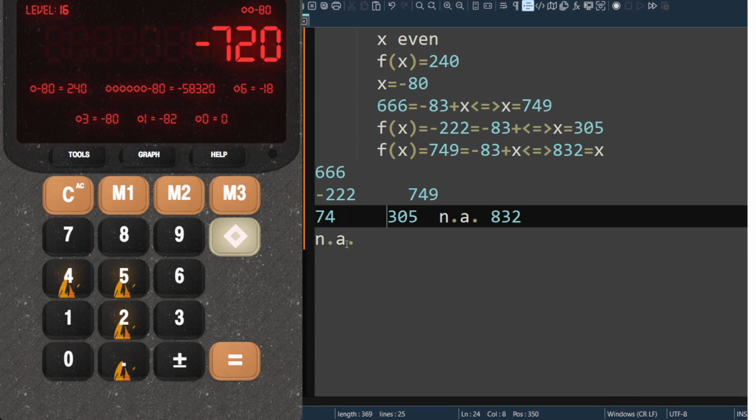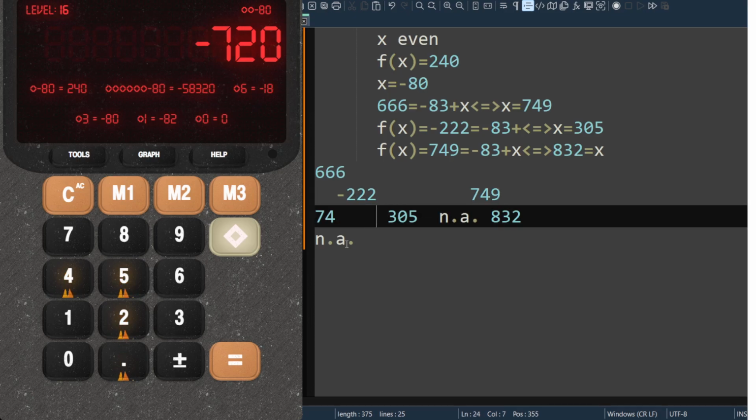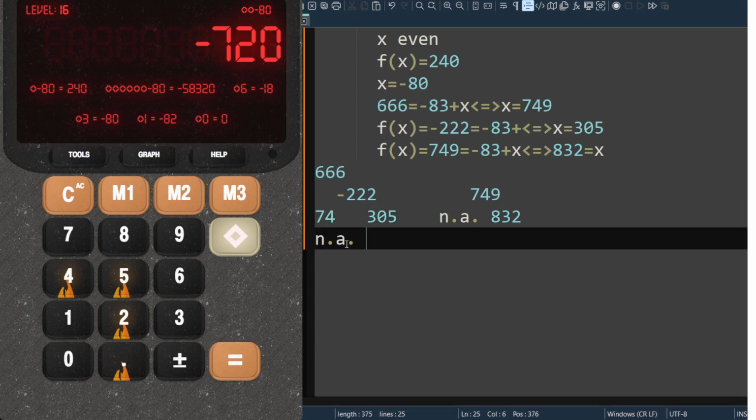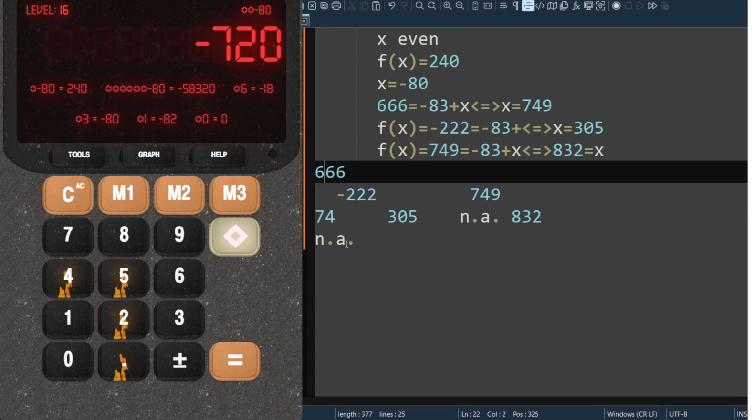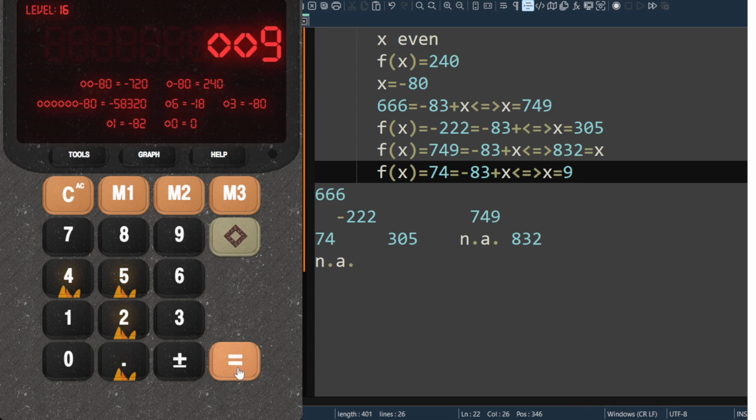So from now on we need to make a lot of space. I hope this is going to still be working in a smart way. Whatever. 74 does not have an even solution, so let's try out the non-even solution, which is odd, so 74 equals minus 83 plus x, which means that x is equal to 9, I'd say. And if we do this, 9, 9.